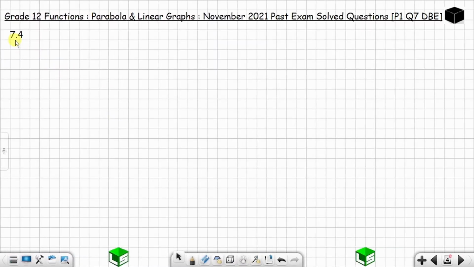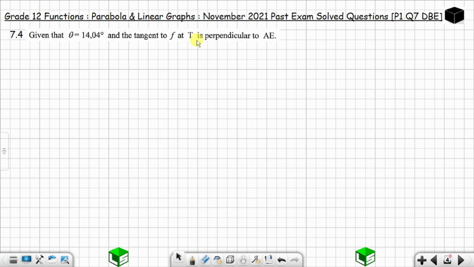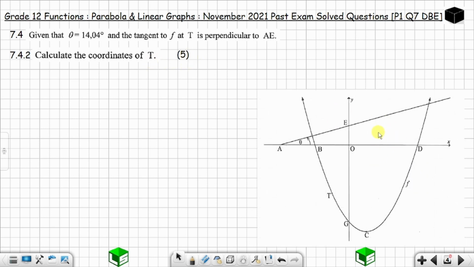Okay, now 7.4, we have this question from the previous slide. You remember it? It says, given that theta is equal to 14,04 degrees and the tangent to F at T is perpendicular to AE. Now we are solving 7.4.2. So we did 7.4.1 in the previous slide. Now it's 7.4.2. The question says calculate the coordinate of T. And this question is 5 marks. Okay, this is the graph we are given from the question.